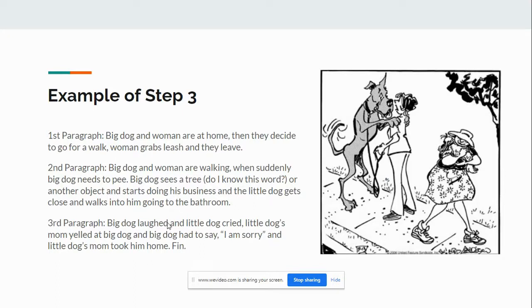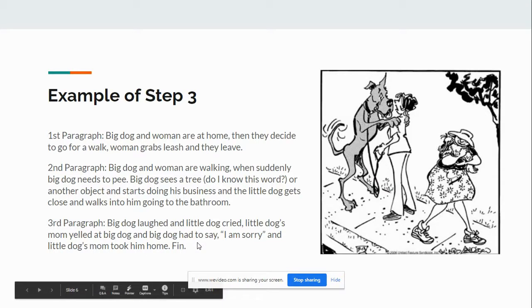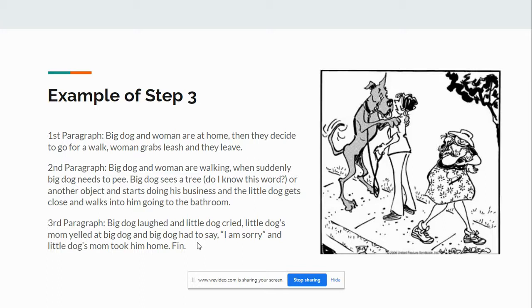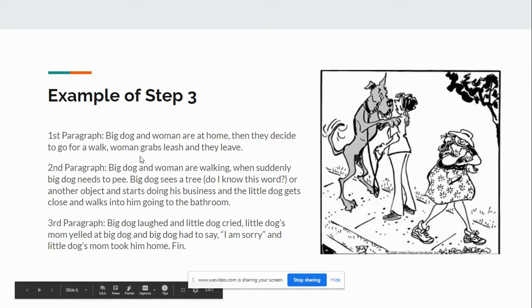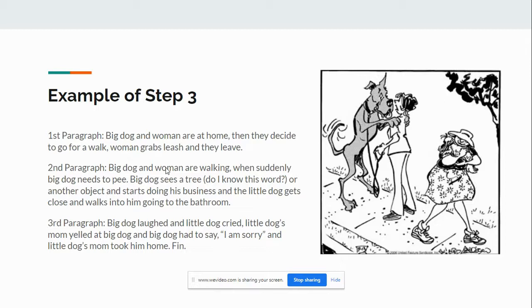Third paragraph, big dog laughed, little dog cried, little dog's mom yelled at big dog, and the big dog had to say, I'm sorry. The little dog's mom took him home. And so that's a summary of what I want to have happen in my story. Obviously, this is not 100 words. I haven't counted it yet. I don't think this is 100 words. So you're going to have to elaborate when you write, but at least I know where I'm going now, because it can happen where, you know, you're writing and you start running out of ideas. And if you brainstorm first, it at least gives you a structure that you can work in.